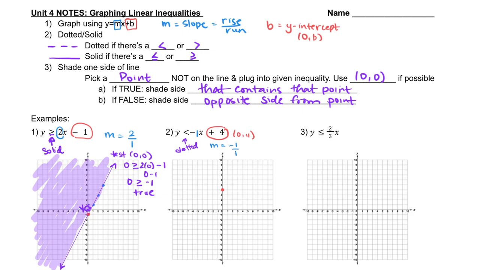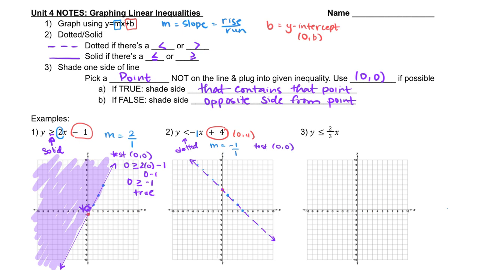I am going to go down 1 to the right 1, down 1 to the right 1, and plot those points. I'm going to put a few here to get my straight edge lined up, and then use a straight edge to plot that line. Remember to do dashed.